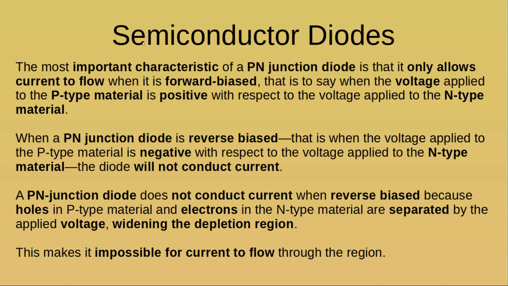When you reverse bias that diode, it will not conduct current because you're basically separating the holes and the electrons in the depletion region.